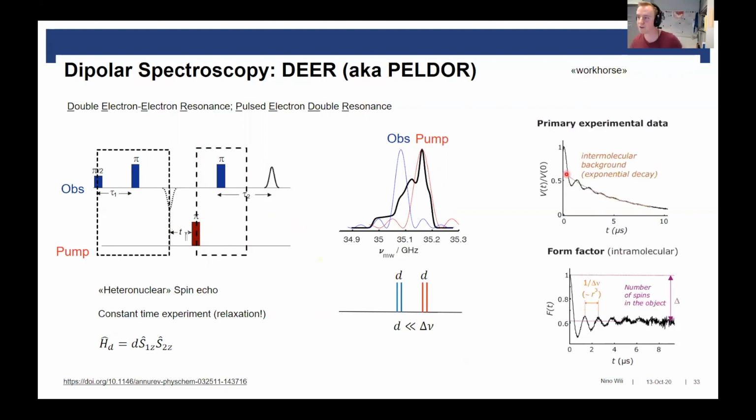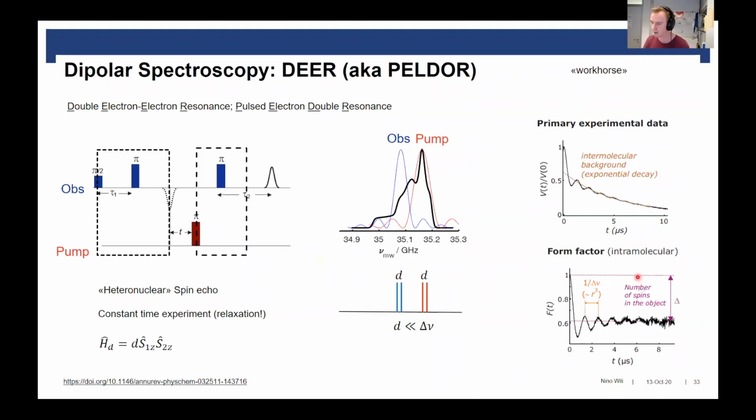Usually the primary data still looks something like an oscillating decay. But you have to keep in mind that this is not really relaxation, because the total time of the experiment is the same. This is the intermolecular background, because if you have a spin pair, you also have another electron spin at some distance. The decay rate of this decay gives you something about the concentration. But you can try to do a background correction, which gives you these nice dipolar oscillations. Of course, the frequency of these oscillations is the dipolar coupling, which gives you the distance in the end.